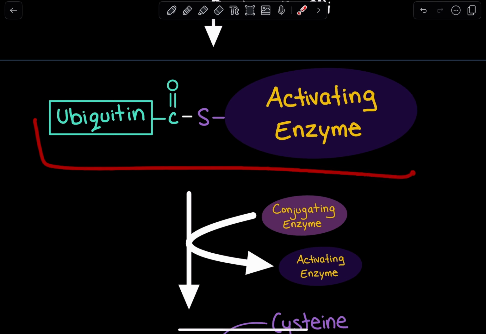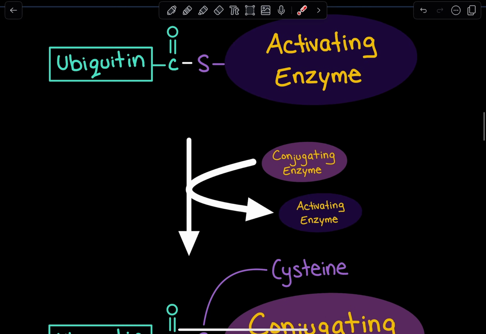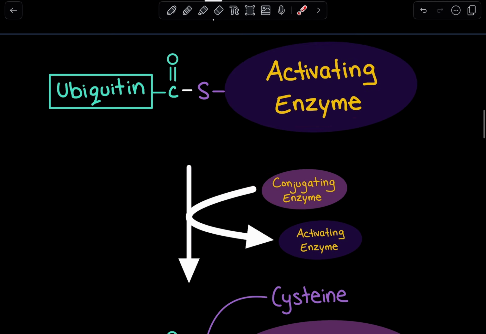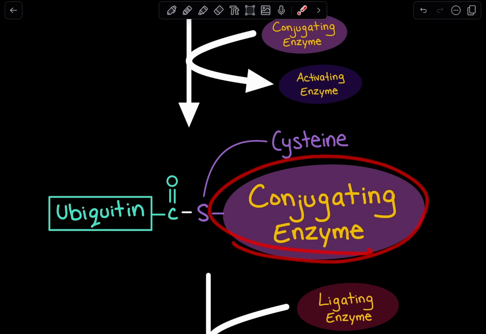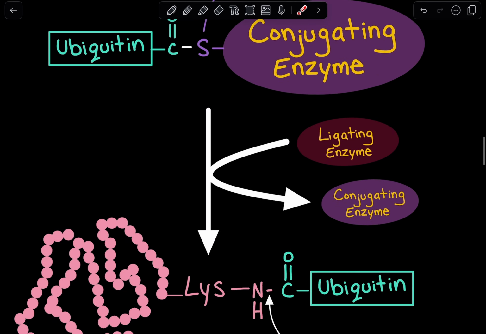Once we have this complex of the thioester linkage between the ubiquitin and the activating enzyme, we see the conjugating enzyme come into play. Essentially, the conjugating enzyme will replace the activating enzyme, or the activating enzyme actually passes the ubiquitin onto the conjugating enzyme. It's a passing game. So the activating enzyme will pass it on to the conjugating enzyme, and now the conjugating enzyme carries the ubiquitin through a sulfur once again through its cysteine amino acid residue.